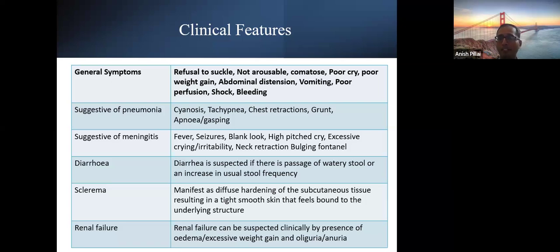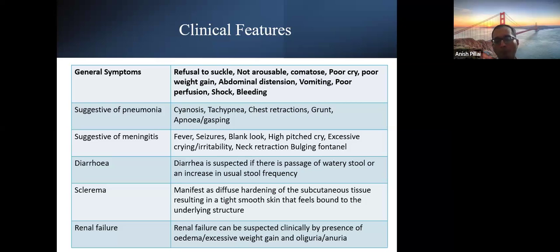Diarrhea is suspected if there is watery stool or blood in stools, which is also a red flag or warning sign. Sclerema means that the skin feels woody hard. What happens is that the subcutaneous tissue becomes calcified and hard. That presents as a diffuse hardening of the subcutaneous tissue, resulting in a tight, smooth skin that feels bound to the underlying structure.